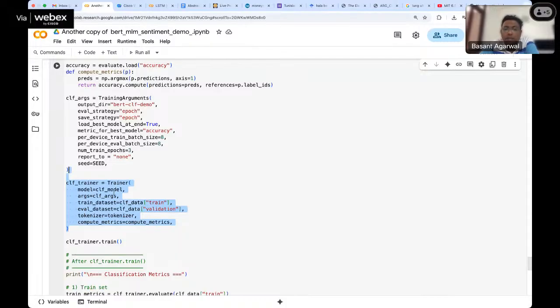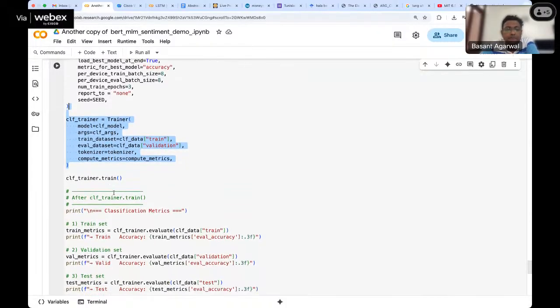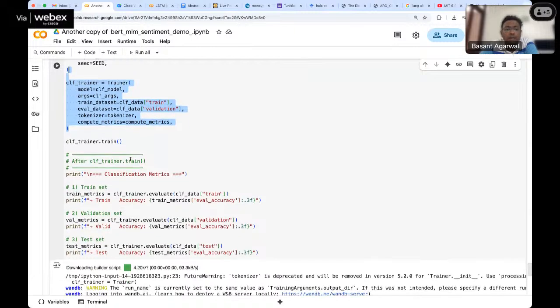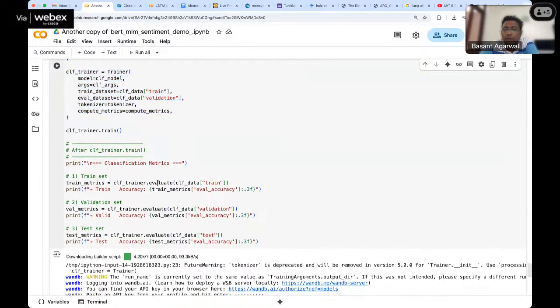It will take the training data and use the validation data for training of this model. Then we use the trainer function, which will actually train this and call this object, and then it will run. Then this evaluate function will print the performance of this model.